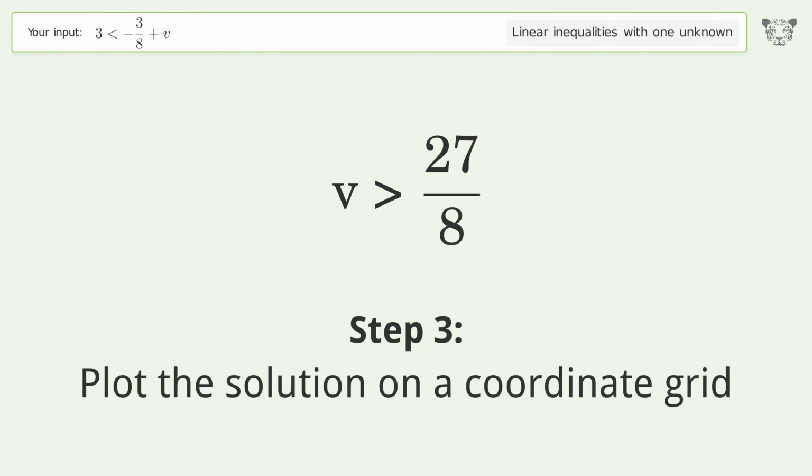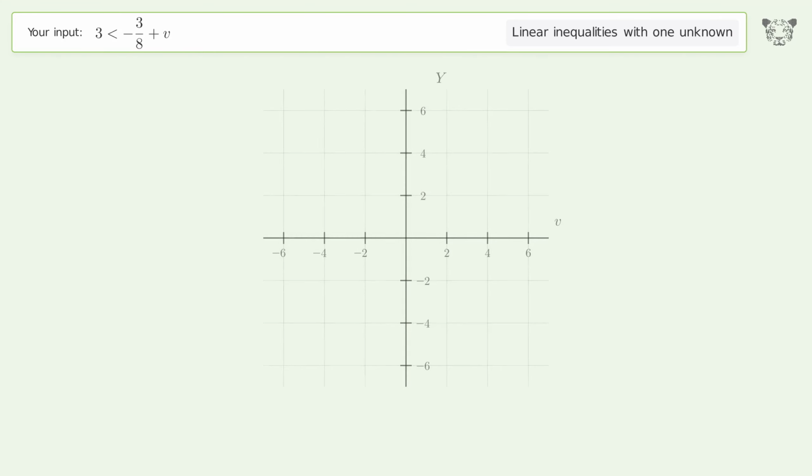Plot the solution on a coordinate grid. And so the final result is v greater than 27 over 8 greater than 33 over 8.